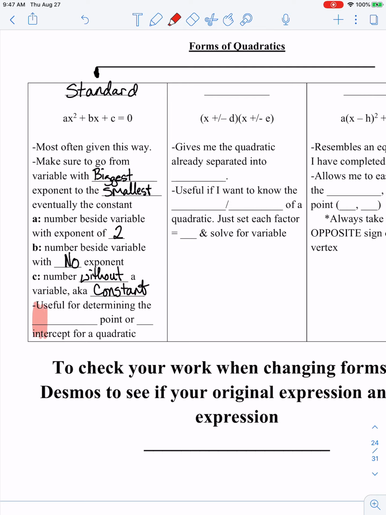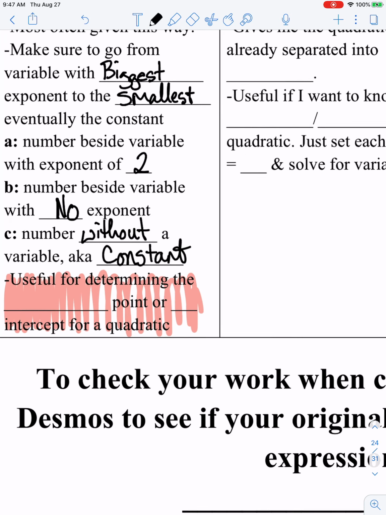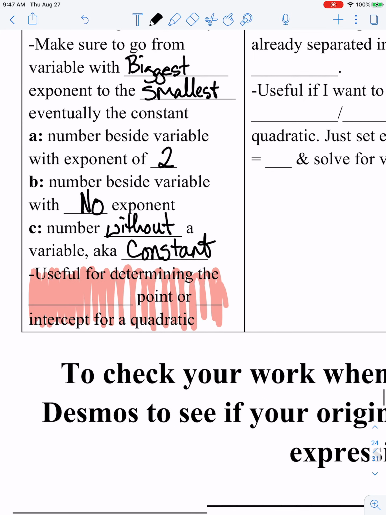This right here, why is it useful? Each of these forms is going to tell us something unique. So, standard form, its biggest use is for determining your starting point or y-intercept of a quadratic. This is going to be huge in word problems in the future.